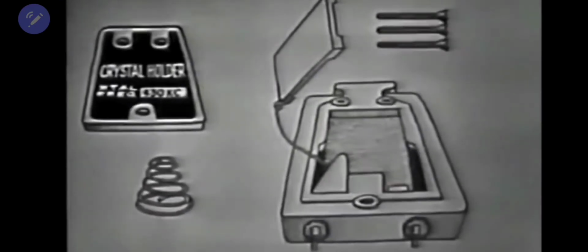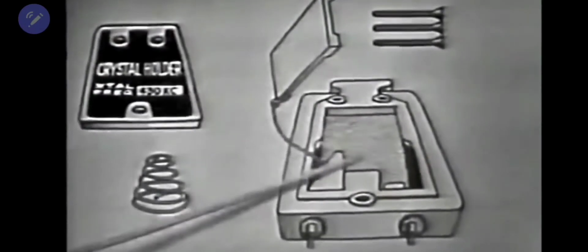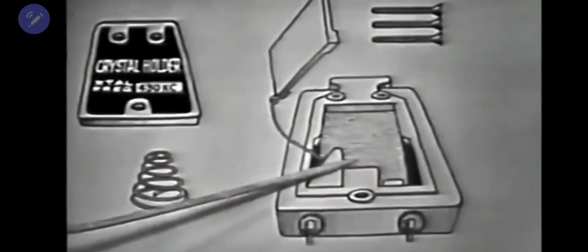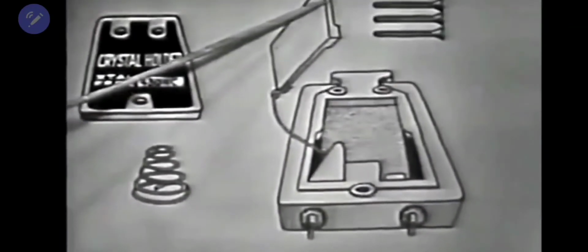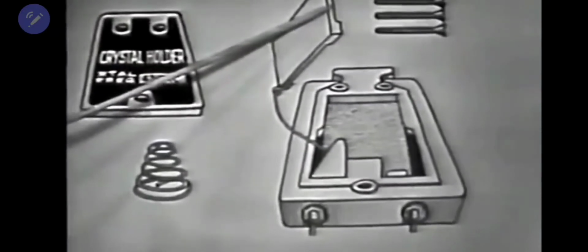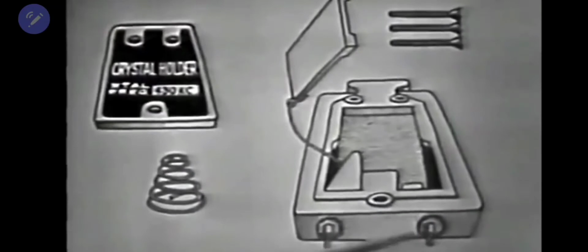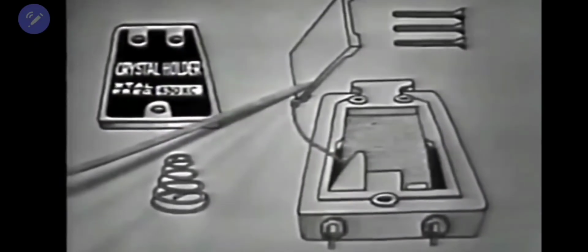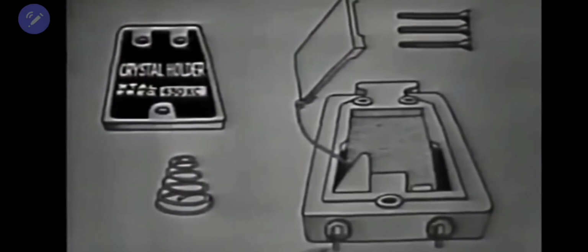The crystal will be placed in the holder between two parallel plates. The plates have an air gap between them, which allows room for the crystal to vibrate. Now, these are the pins that will allow the voltage to be applied to the plate. And also, the pins will allow the crystal to be connected into a circuit.